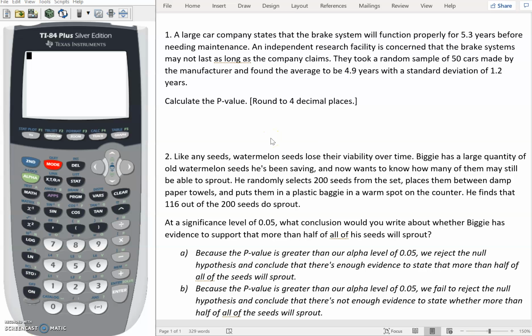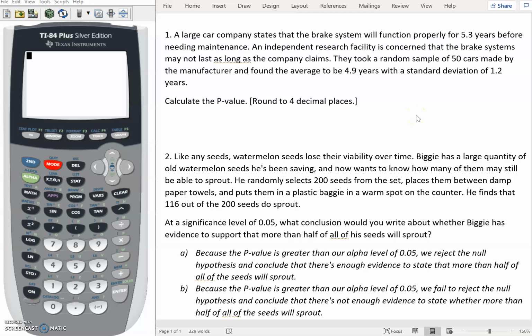All right, let's take a look at a couple of the quiz questions that it seemed like we struggled with. Remember, these were also homework questions. So if you found yourself struggling with them on the homework, definitely make sure you're reaching out with questions. The first one, we've got a car company that claims their brakes are going to work for 5.3 years.